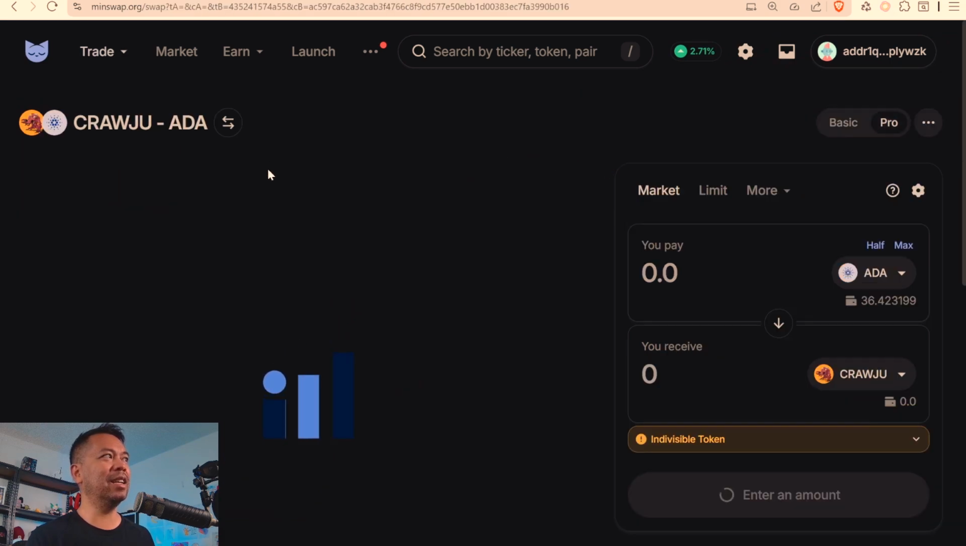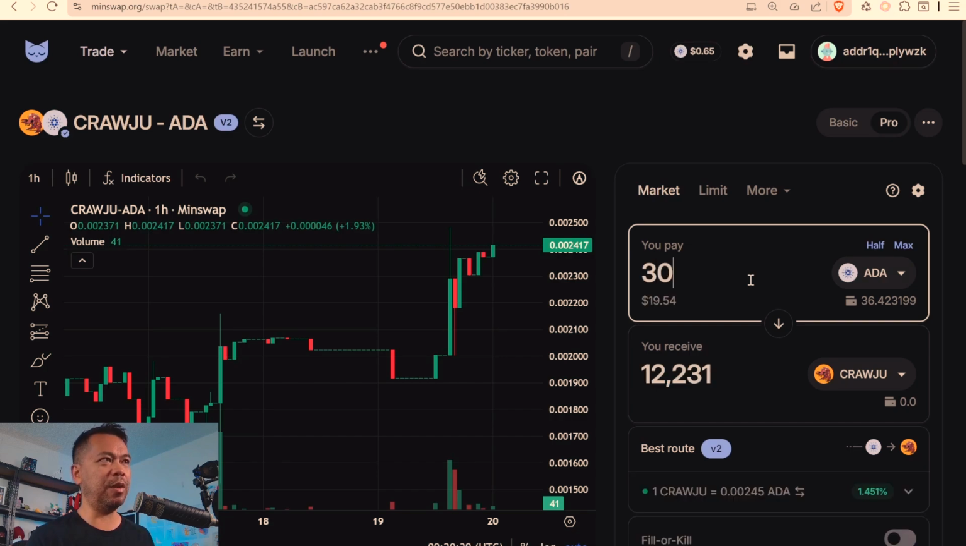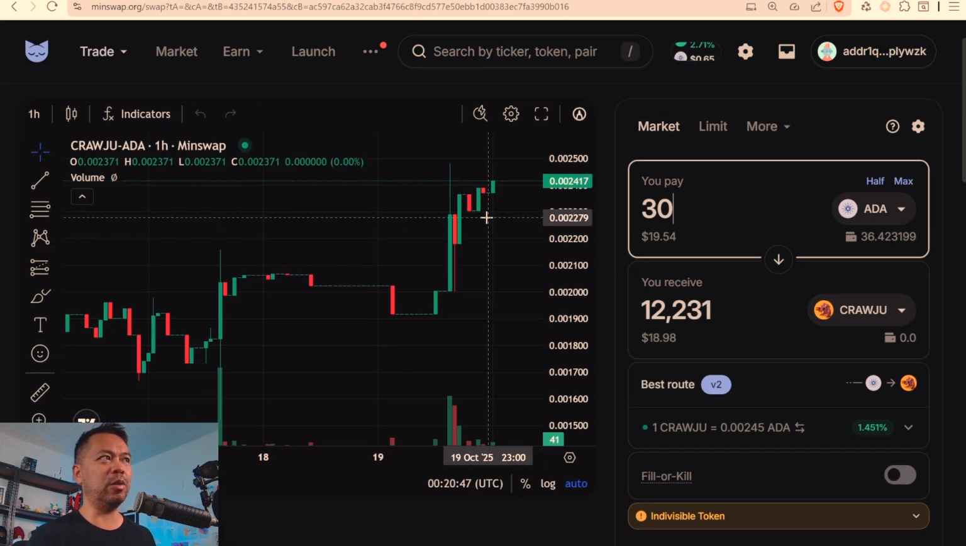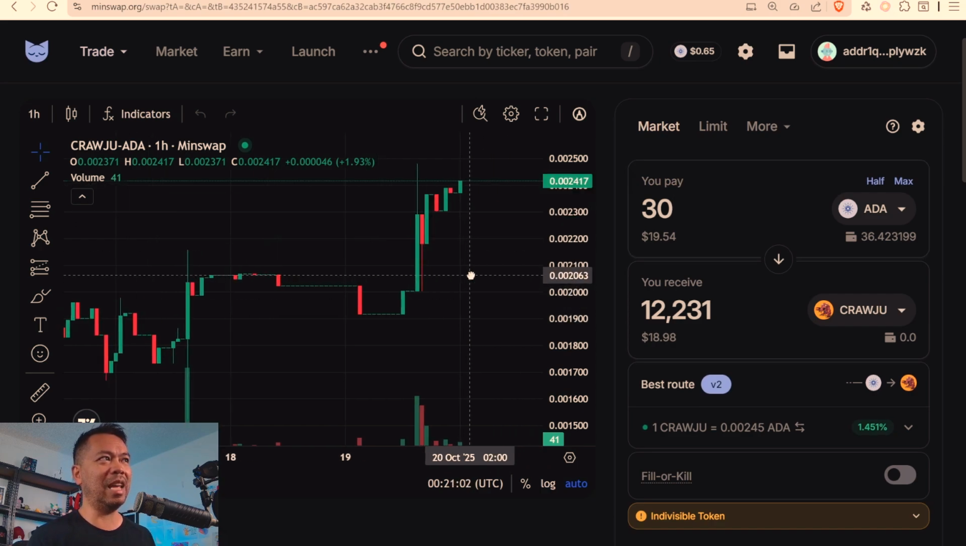So I want to trade some ADA for Crawju. So here I have ADA, I've got some ADA in my wallet. So let's say I put in 30 ADA and I'll receive just over 12,000 Crawju. Now, if the price here of Crawju drops dramatically by the time I execute the swap, when the price drops down to, let's say, 0.019, my swap might actually execute at that point. And that is a bit of a drop down from up here where it is 0.02. And that's not a really favorable trade for me. And that would result in a negative slippage.